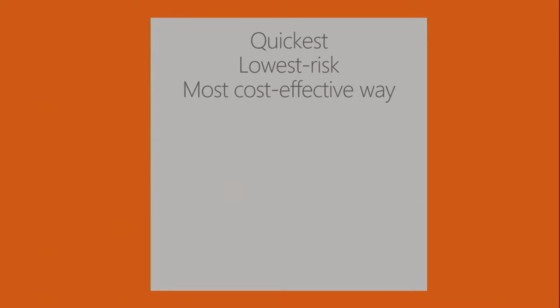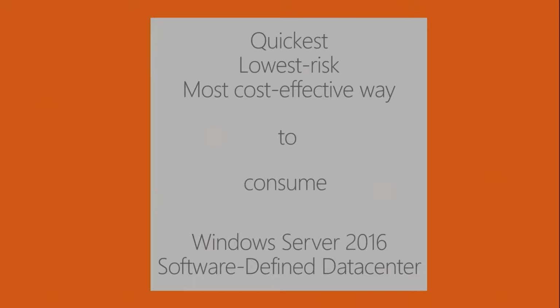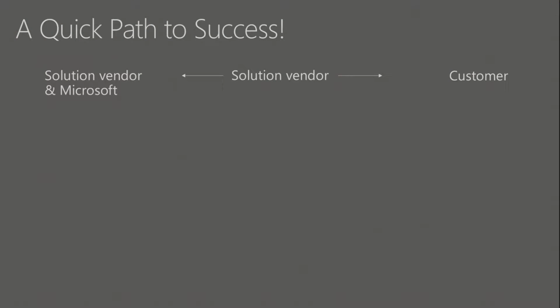So just to frame what the program is all about, in a nutshell, this is what this is, and each word is important here, so let me just stress on each and every one. Quickest, lowest risk, most cost-effective way for customers to consume Windows Server 2016 software-defined data center, right? Think about that for a minute. It's the quickest, lowest risk, and most cost-effective way. That's a pretty impressive claim, right? But let me tell you how we make that happen.